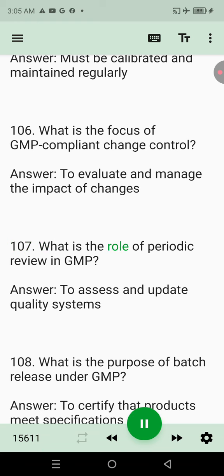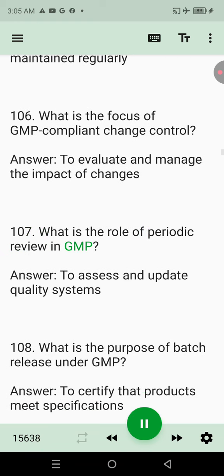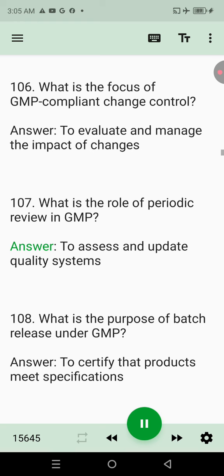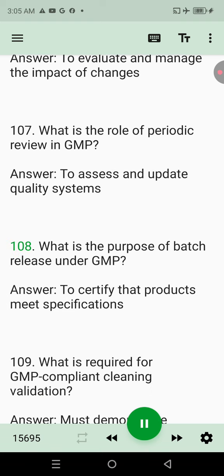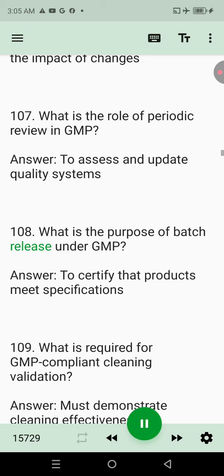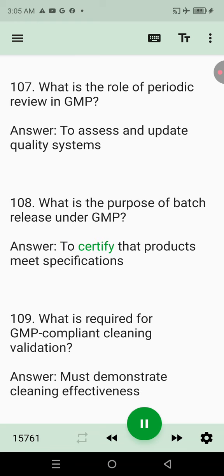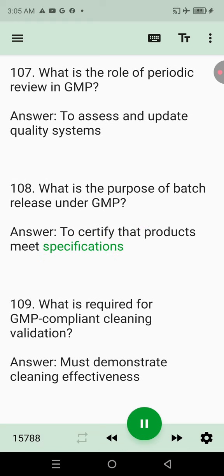107. What is the role of periodic review in GMP? Answer: to assess and update quality systems. 108. What is the purpose of batch release under GMP? Answer: to certify that products meet specifications.